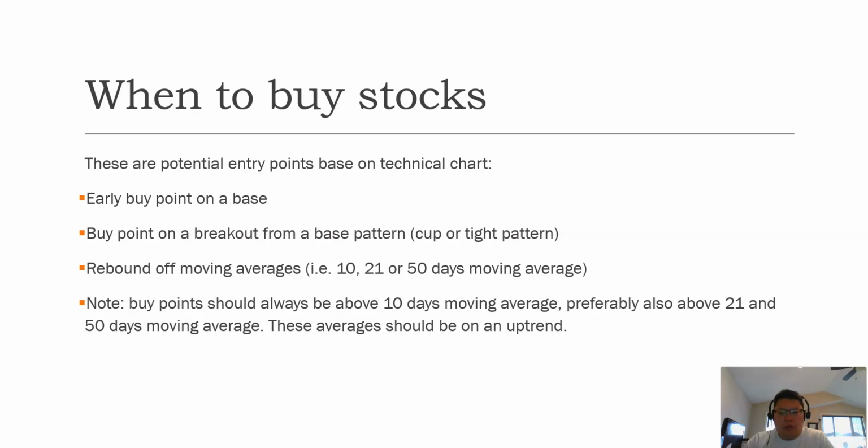In general, buy points should usually be above the short-term moving average, like the 10 days, preferably also over the 21 and 50 days. Unless you have a very severe correction, then the 21 and 50 days trend line would still be going downward. But in most cases, it should be above all these key moving averages.